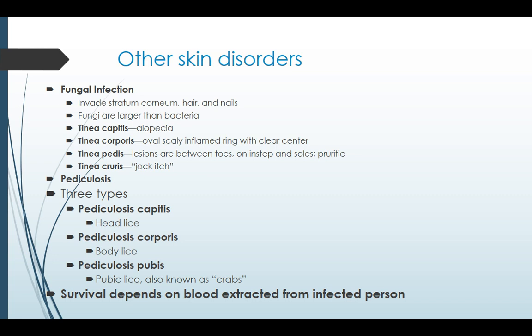Other skin disorders. Fungal infections invade the stratum corneum, hair, and nails. Fungi are larger than bacteria. Tinea capitis is ringworm of the scalp with alopecia. Then there's tinea corporis, which is oval, scaly, inflamed rings with clear centers. Tinea pedis is lesions in between the toes, otherwise known as athlete's foot. Tinea cruris is jock itch, an inflammation around the pubic area.